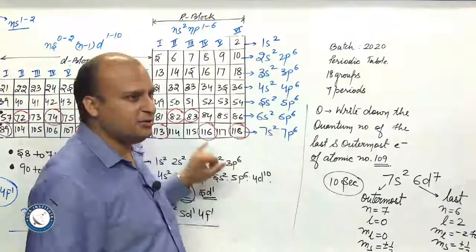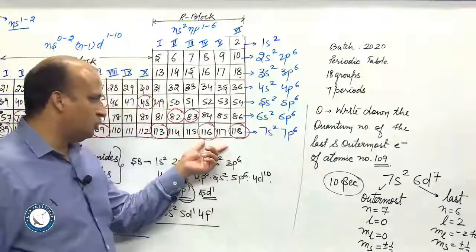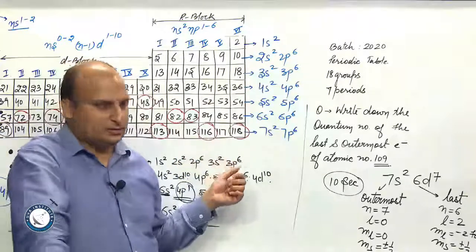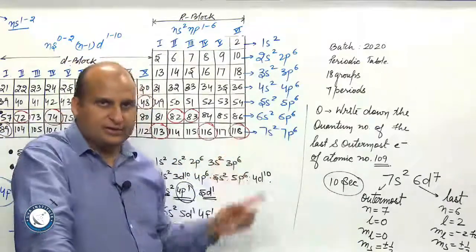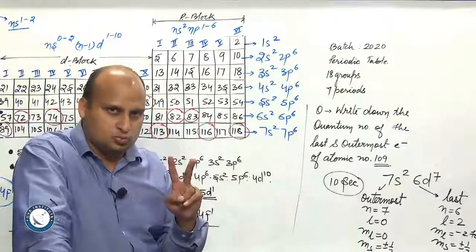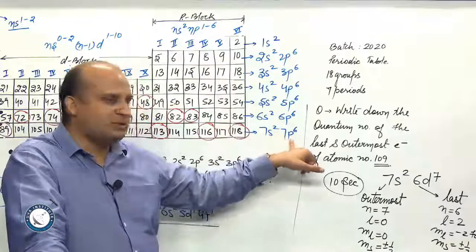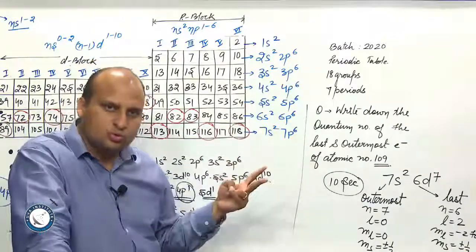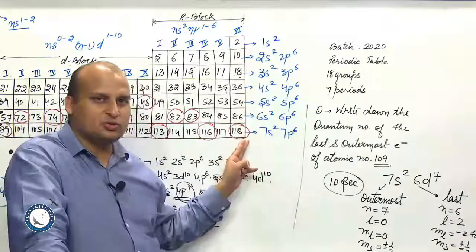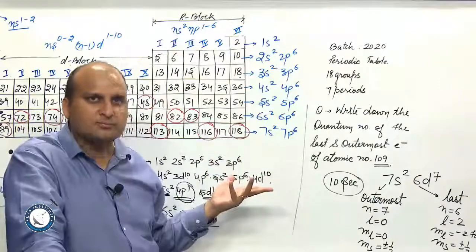Then somebody asked me, sir, what is 116? So how do I get 116? Out of 118, you subtract 2, right? So you will get 116. So out of the 7p6, subtract 2. So the answer will be 7s2 7p4, right?